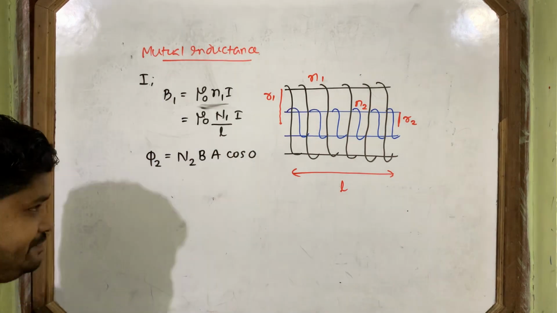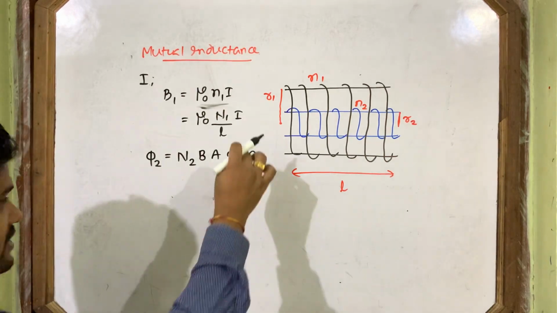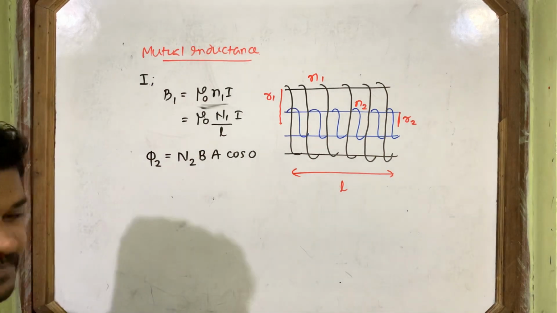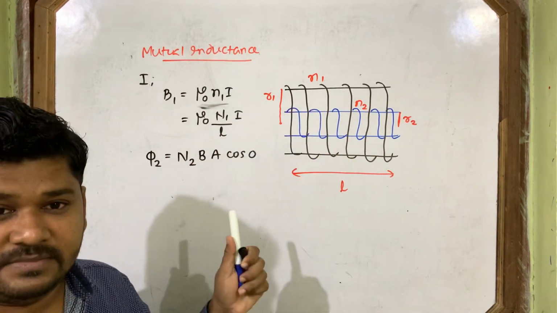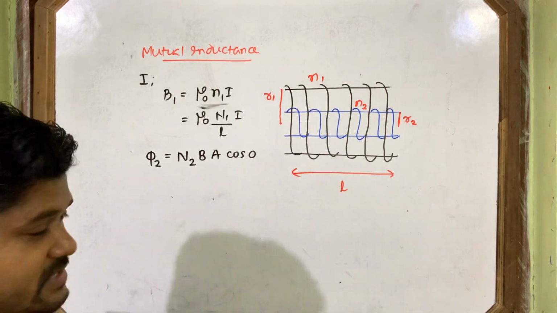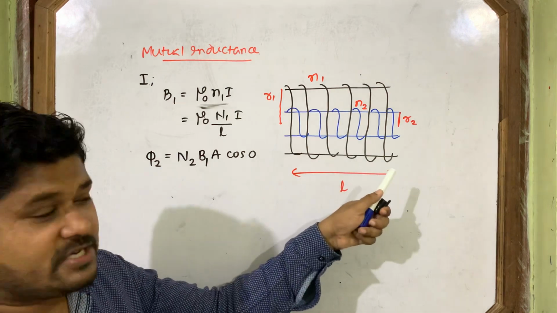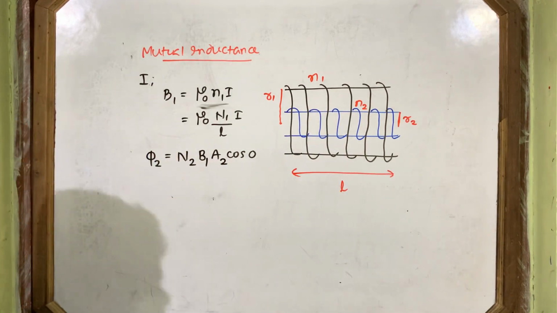What's cos 0? The magnetic field and the area vector are along the same direction, along the axis of the solenoid. But this B is of what? The magnetic field is of the first coil, because current is given to the first coil. So this is B1. But flux is linked with which coil? The inner coil. If inner coil, then this is A2.